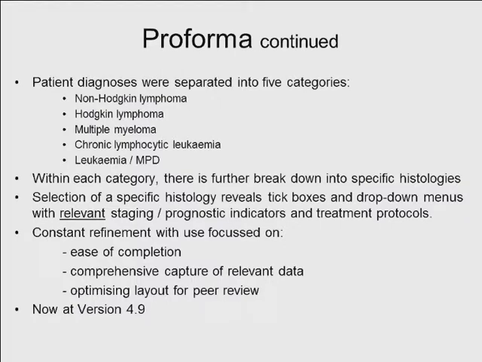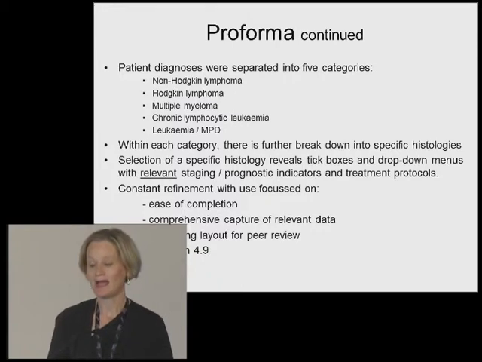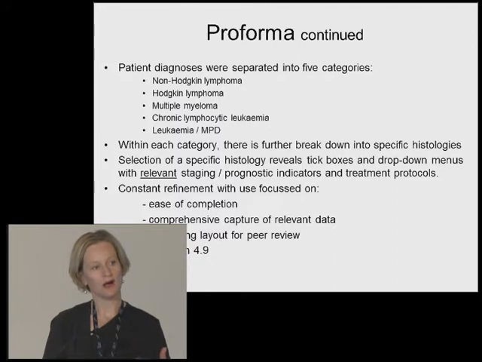Now, in the Proforma, patient diagnoses are separated into 5 categories: non-Hodgkin's lymphoma, Hodgkin's lymphoma, myeloma, chronic lymphocytic leukemia, and then the other leukemias and myeloproliferative diseases. And then within each category, there is further breakdown into every single specific histology that's listed in the WHO classification. And if you select a specific histology, that will reveal only the tick boxes and drop-down menus that are relevant for the staging, prognostic indices, and treatment protocols for that given histology.